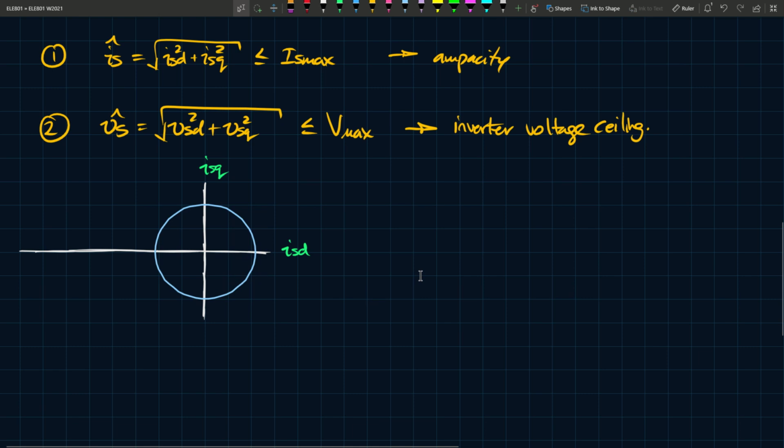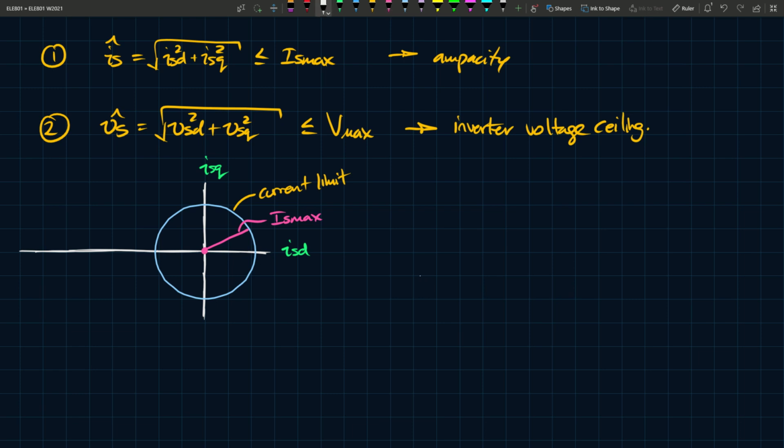But you have this circle, okay? And this circle is condition 1, right? So condition 1, we can call this the current limit, right? And the radius of this circle is going to be IS max, right? Because IS max squared is equal to ISD squared plus ISQ squared.